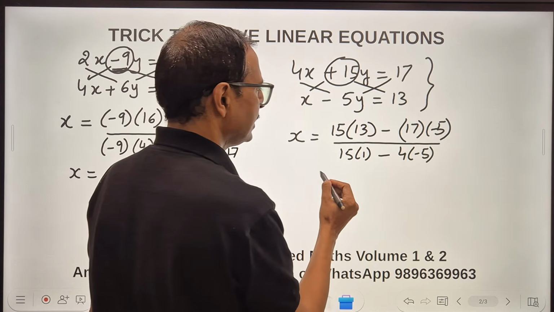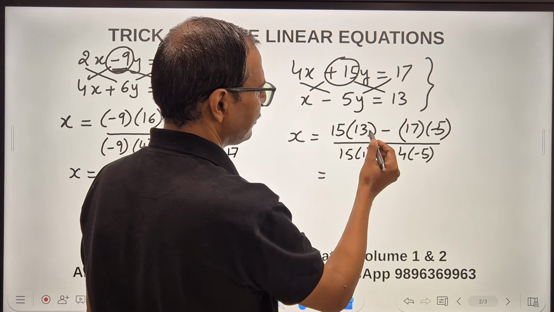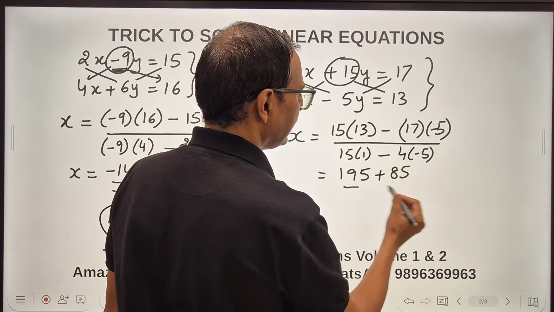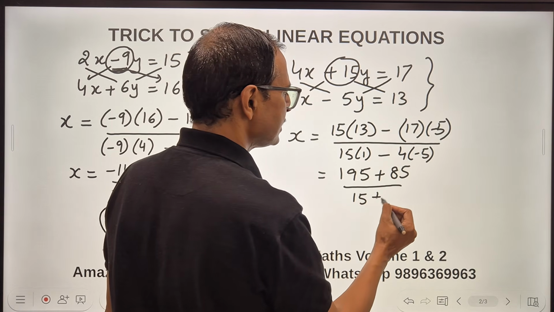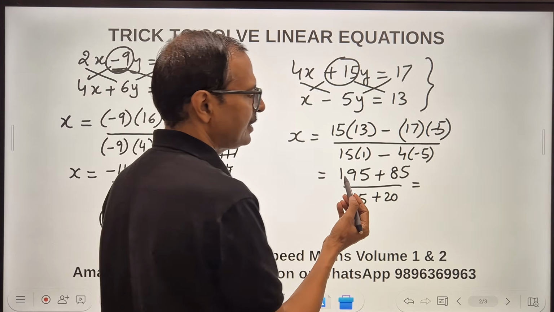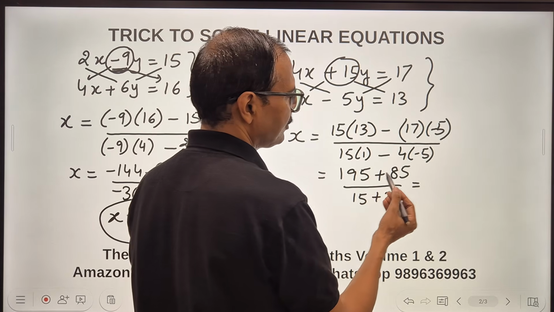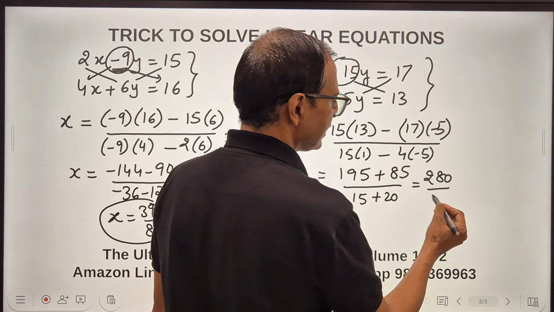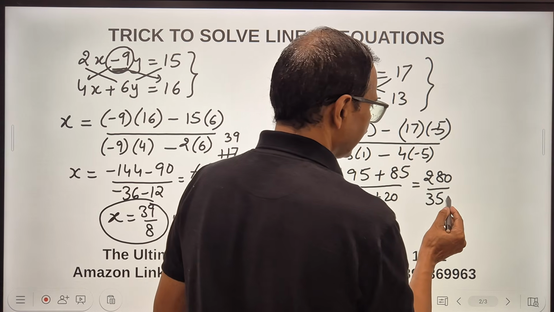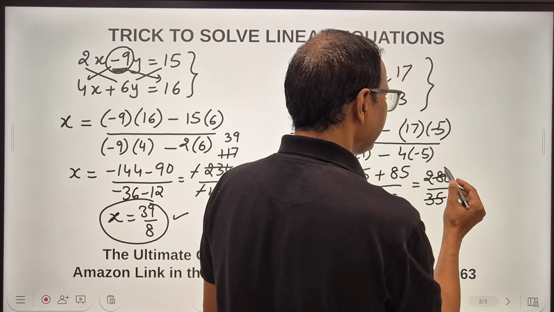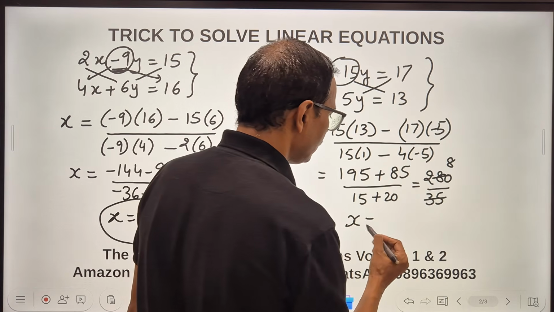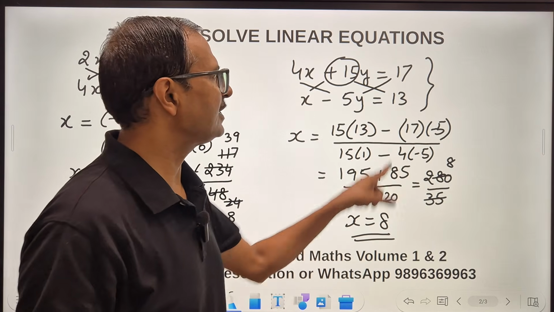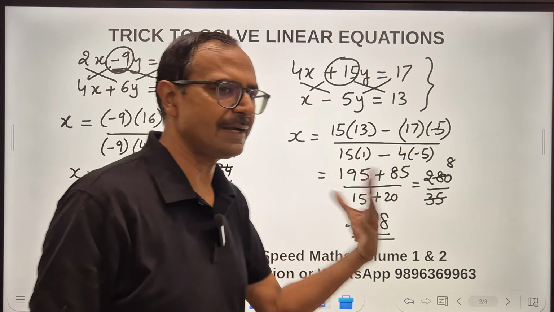So what do we get here? This is 195 and 85, minus minus plus, so 195 plus 85 is 280. In the denominator, 15 plus 20 is 35, which gives me exactly 8. Okay, so x equal to 8 is the answer. Now once you get the value of x, you can just plug it into any one of the equations and get the value of y.